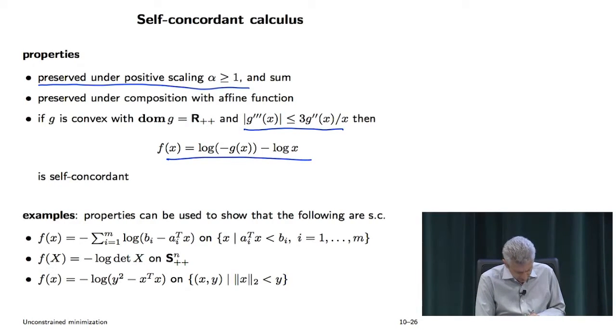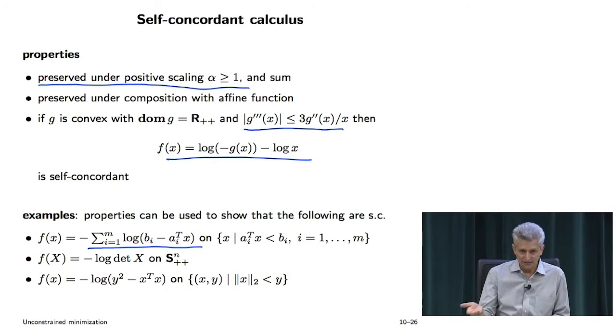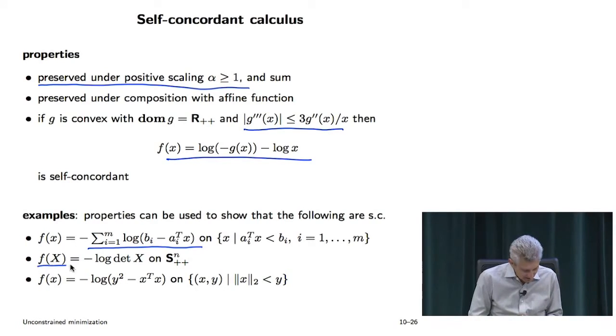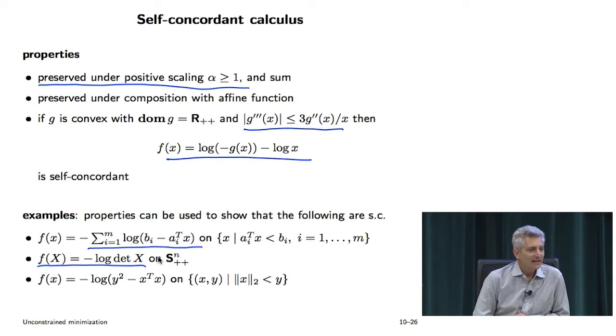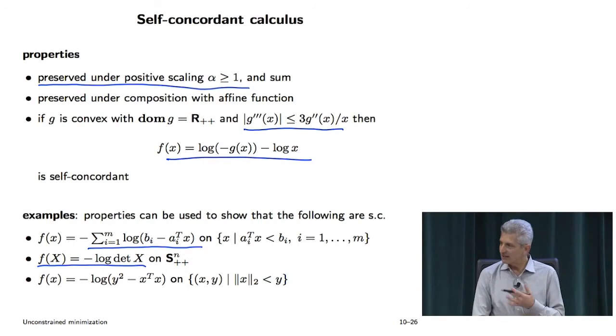So let's look at a couple of examples. Here's one, the log barrier. That's self-concordant. Why? Well, because the minus log is, right? And then minus log of affine, and the sum, is done. Here's one. This is not obvious at all, but it's true. Negative log det x. That's actually the barrier for the positive definite cone, right? It's also related to all sorts of things.